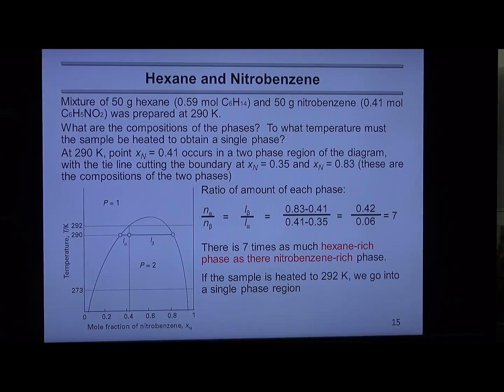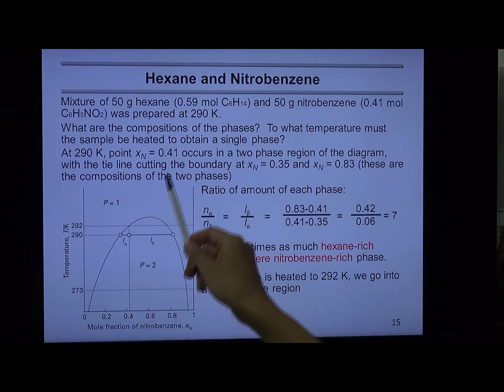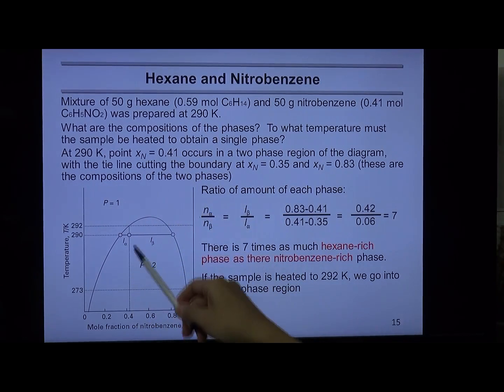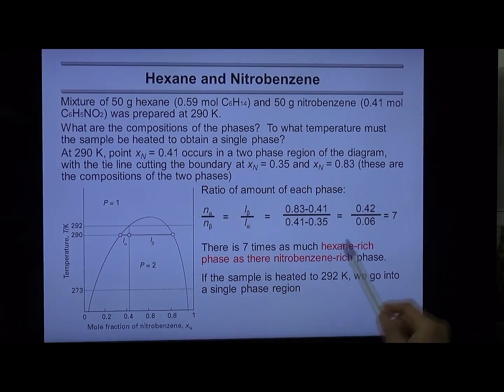So this example is for hexane and nitrobenzene. They form a partially miscible mixture. For example, if the mole fraction of nitrobenzene is here, like 0.41, then if you know this length, L alpha and L beta, then you can determine the relative ratio of these two different phases. One of them is the hexane rich phase, the other is the nitrobenzene rich phase.